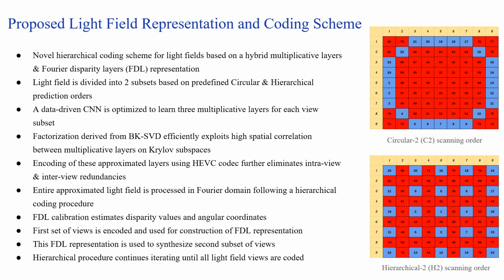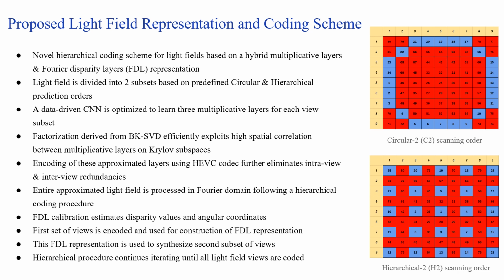Next, the entire approximated light field is processed in the Fourier domain. A Fourier disparity layer or the FDL calibration estimates disparity values and angular coordinates of each light field view. This helps in the FDL construction and view prediction.